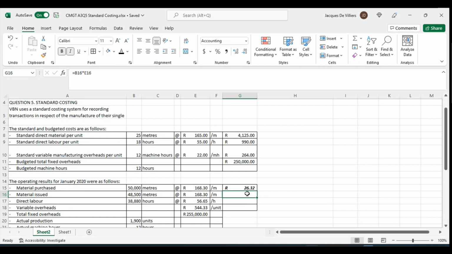But that's not everything that was used. So that can actually be a little confusing. The material that was used is only 48,500. So that is really the amount that we need to put in there. Okay, now look at this. What did I do here? 48,500 meters. That is the real cost. Okay, we know that it is at 168.30. So in total, we spent more than 8 million on material issued.